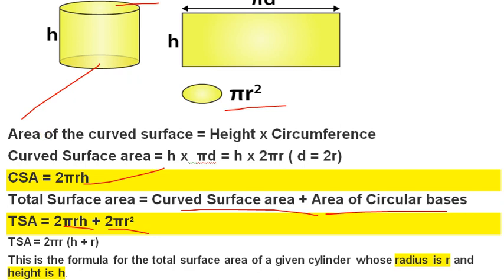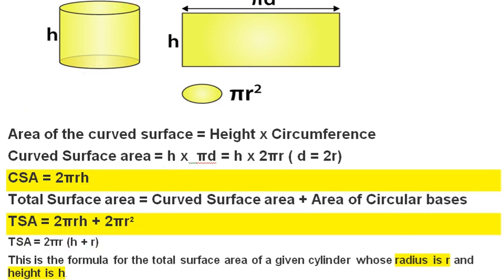So ultimately the total surface area will become, if we take 2 pi r common, 2 pi r in bracket r plus h, or h plus r. Clear? This is the total surface area according to the diagram.